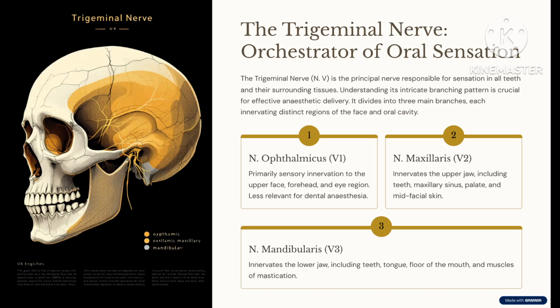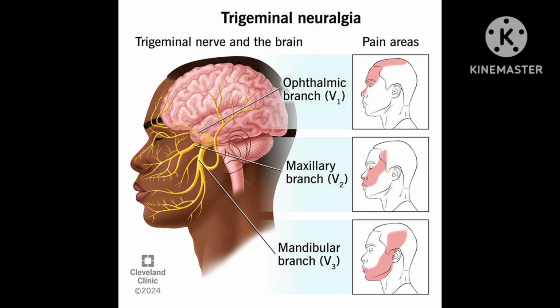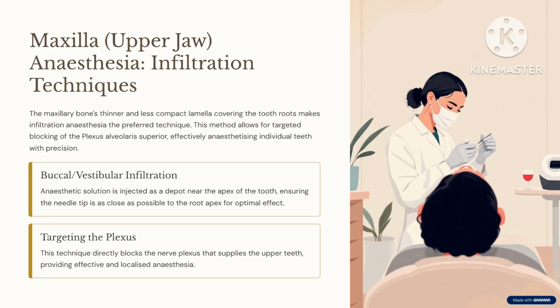The main nerve responsible for sensation in all teeth and surrounding tissues is the trigeminal nerve, NV. This nerve divides into three branches: V1, N. ophthalmicus, V2, N. maxillaris, and V3, N. mandibularis. Two main techniques are used to anesthetize the teeth: infiltration anesthesia and nerve block anesthesia.